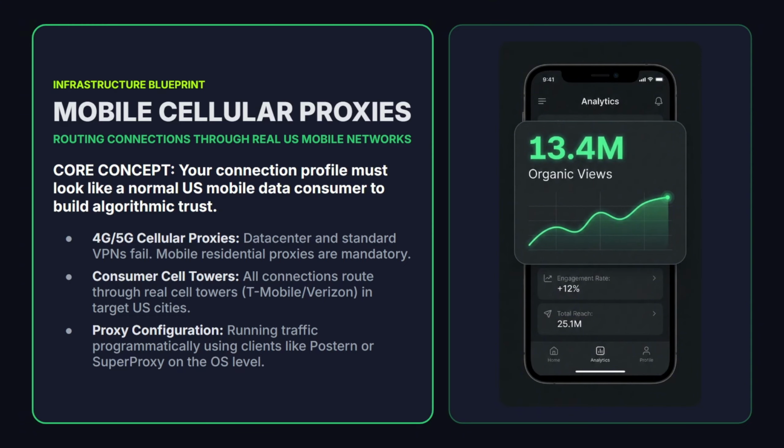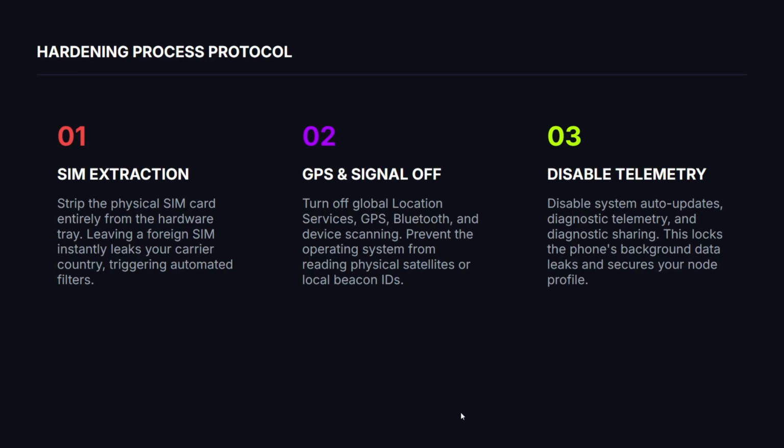We configure this proxy traffic at the operating system level on our Android nodes, using reliable network clients like Postern or SuperProxy. This routes all the background device data, app traffic, and WebRTC queries through our dedicated residential proxy port, cleanly disguising our actual physical location. Before you configure your proxies or install any social apps, you must completely harden your hardware. This is where most people make simple mistakes that leak their true location.